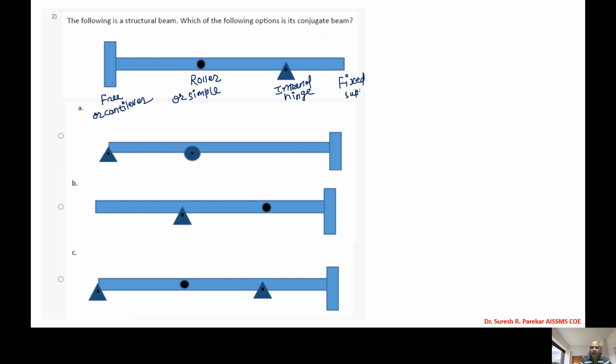Now first check the left support. On the left we have a cantilever. So we have the left cantilever, and so we have option B.